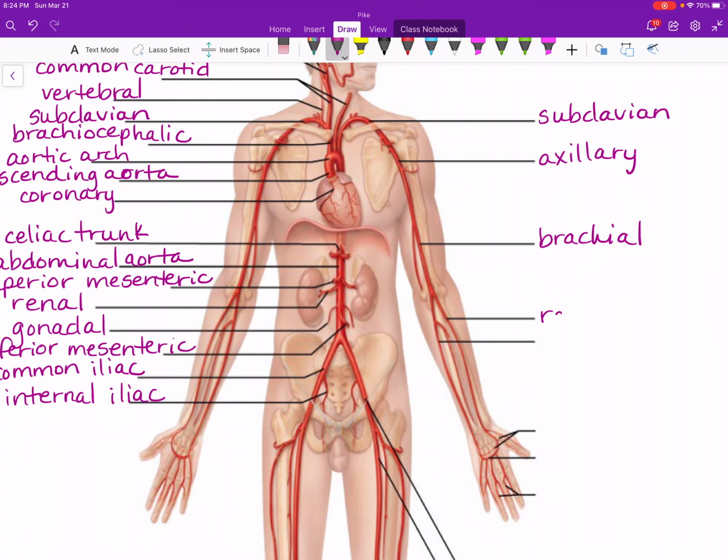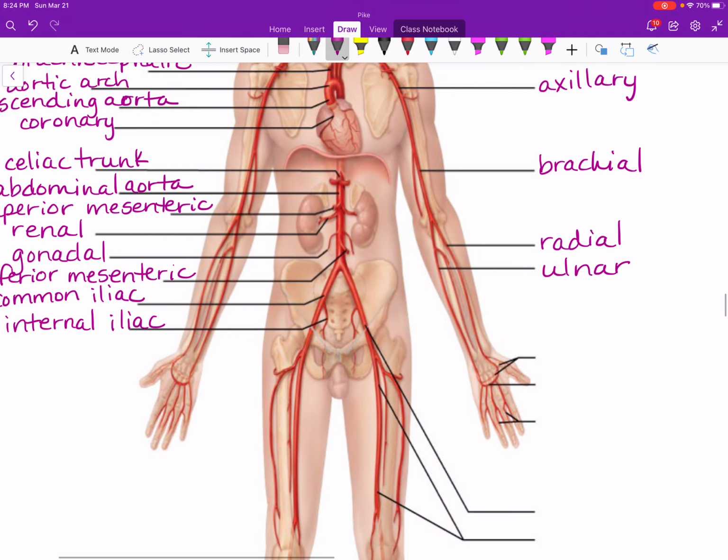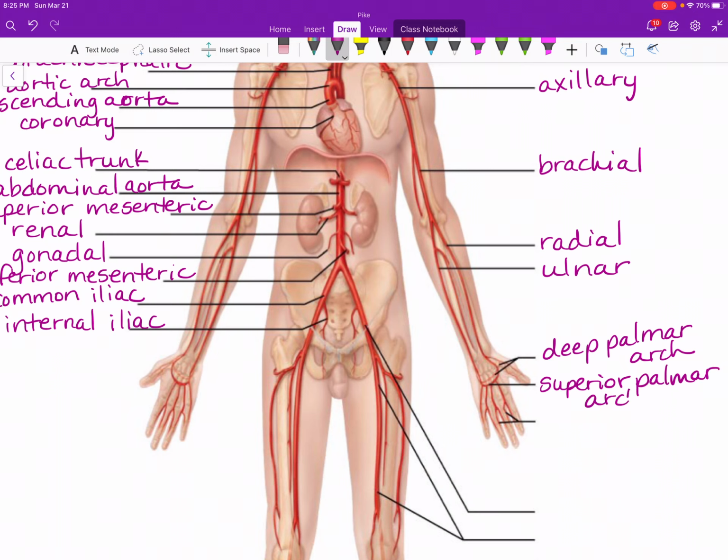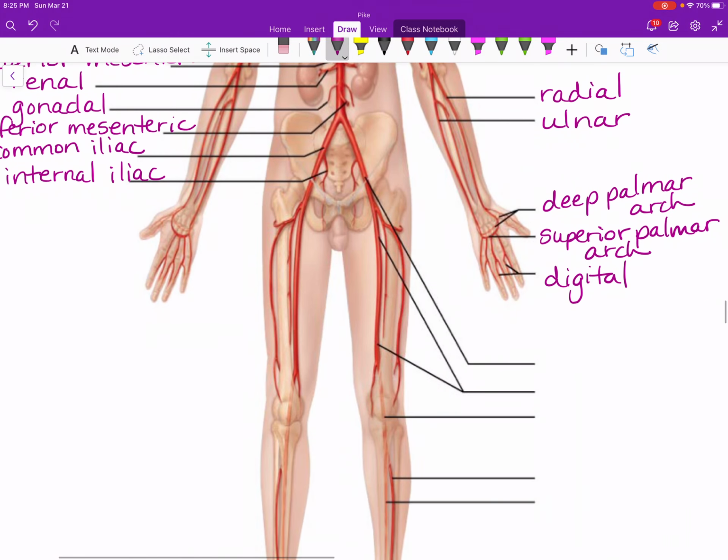And then it splits into a radial artery and an ulnar artery. Same name as those bones. So the radial artery runs down the radius side, which is on your thumb side. And then in the palm, we have two: a deep and a superficial. We have a deep palmar arch. It makes just like an arch in your hand. And a superficial palmar arch. And then you have the digital arteries supplying each digit, each finger, with a nutrient supply, a blood supply.